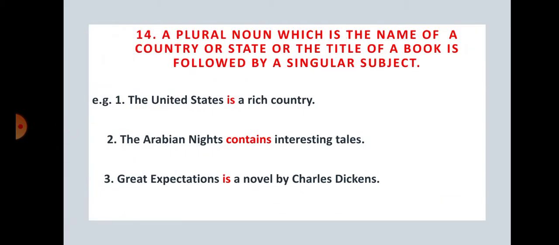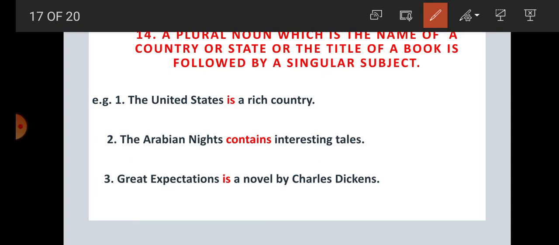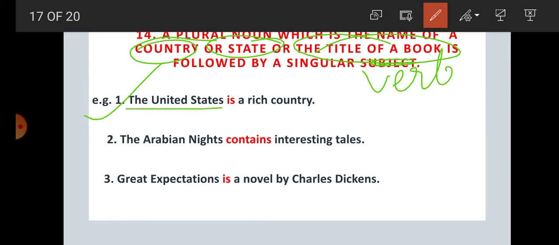Now students, rule number 14. A plural noun which is the name of a country, state or the title of a book. If it is plural in form, it takes which verb? It takes a singular verb. For example, the United States. Here students, the United States is the name of a country. It is written in plural, but it takes the singular verb is.